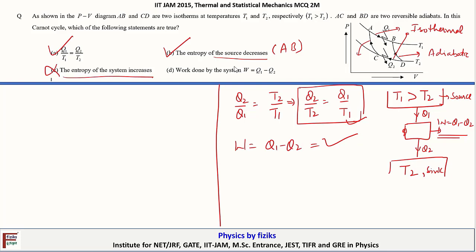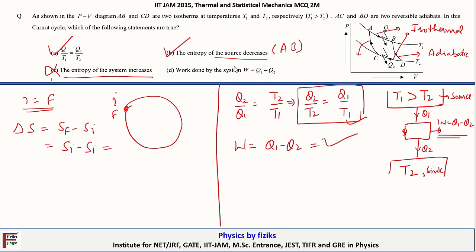Okay, so let's take a look at the entire cycle, because the working substance is going through a cyclic process. When a substance undergoes a cyclic process, suppose this is our initial point, and the final point is again the same. So the initial and final points converge at the same point. Then the corresponding entropy change is equal to SF minus SI, which is equal to SI minus SI, and that is equal to 0.